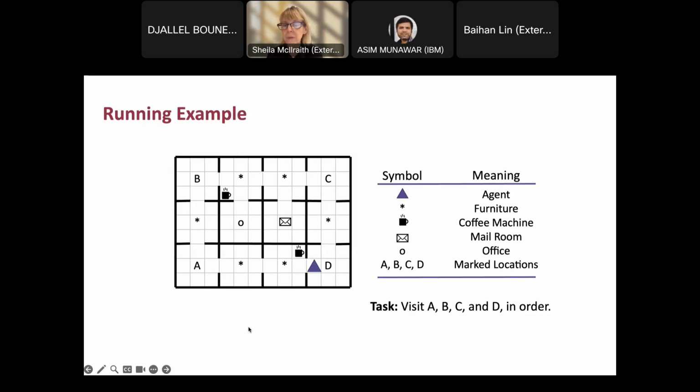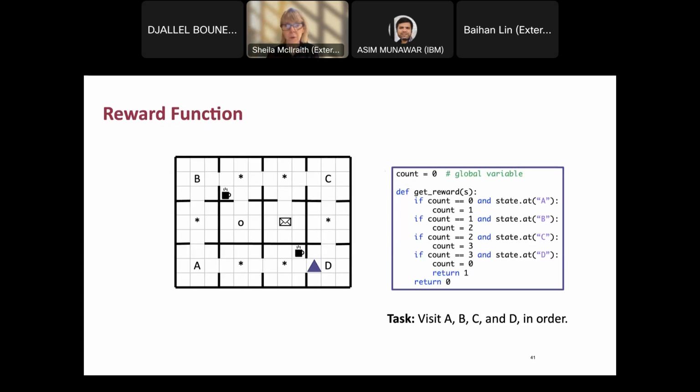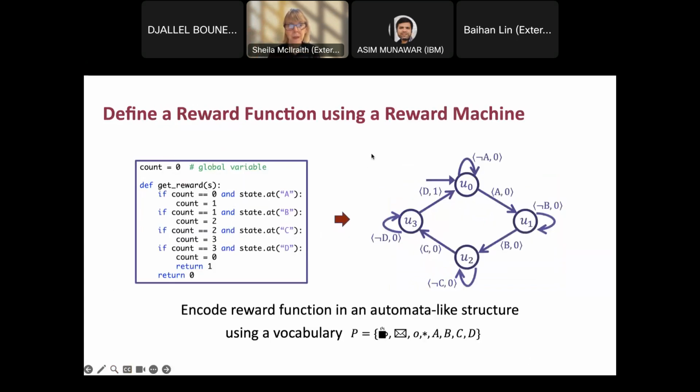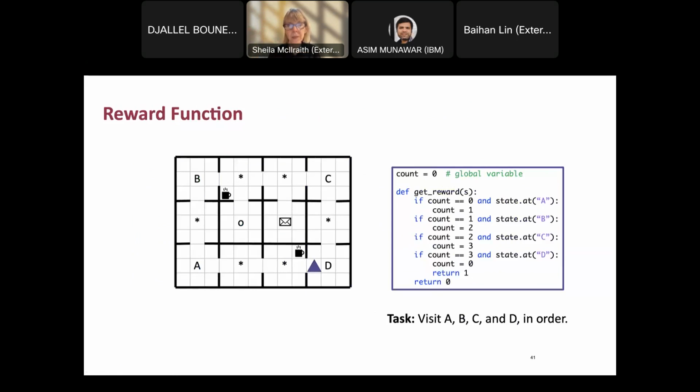And the task that we want the agent to perform is to go from A to B to C to D. Now, the problem with this example is that it's non-Markovian. When we see the agent on the screen right now, and this is what we would see in the state, we don't know where it's been before. And so to perform the patrolling task, one has to remember where it's been before. So how do we go about doing this? Well, what would typically happen is that you would write a Python program that would take a counter and keep track of where you were going and compute the reward that way.